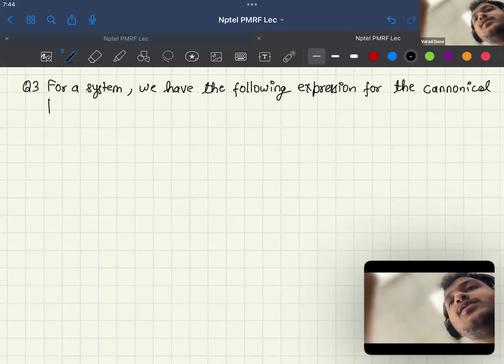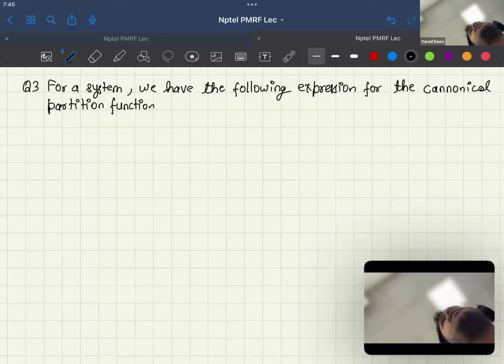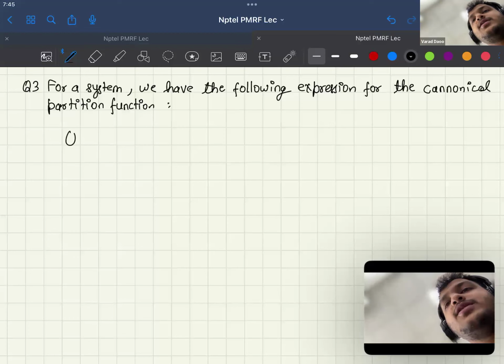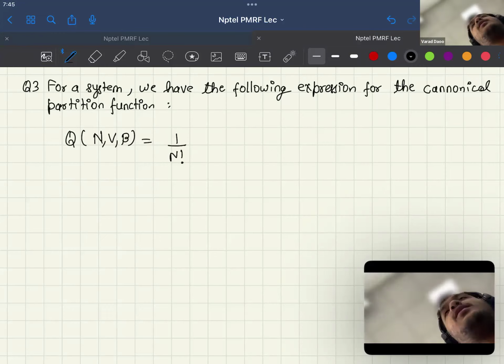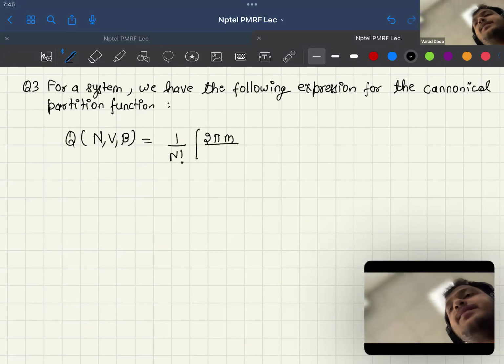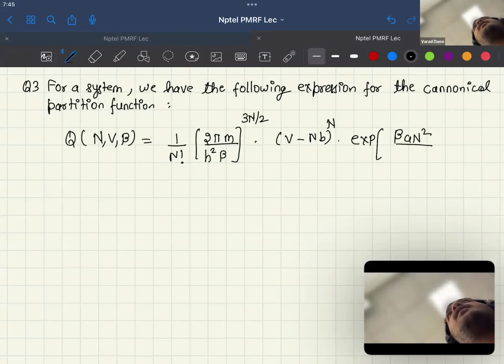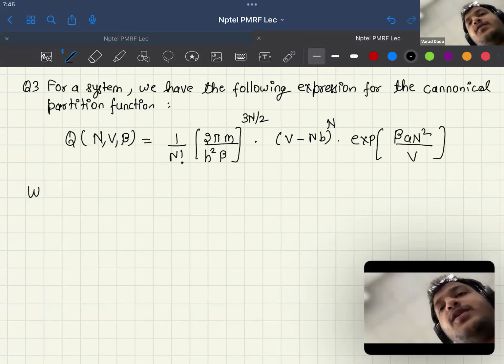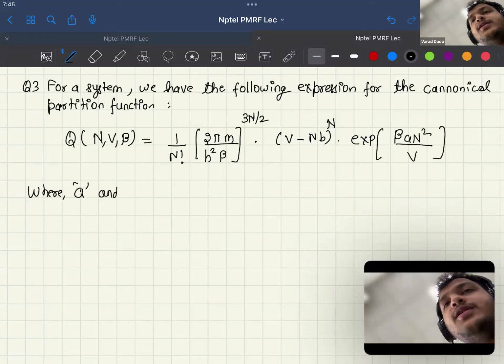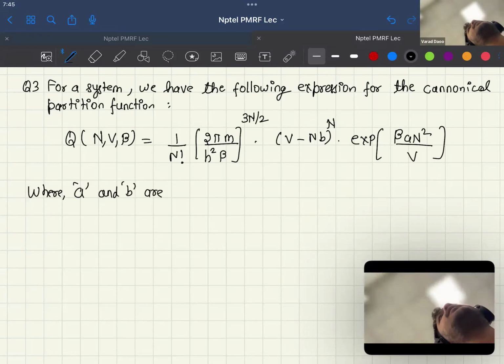Canonical partition function, right? And the partition function is like this: Q(N,V,β) = 1/N! × (2πm/h²β)^(3N/2) × (V − Nb)^N × exp(βaN²/V), where a and b are constants.